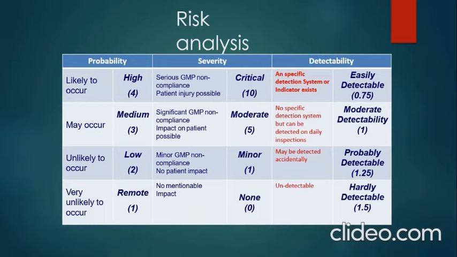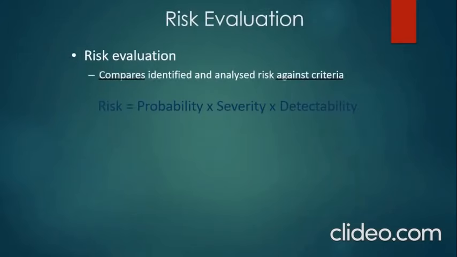Now the next part is risk evaluation. In risk evaluation, compare the identified and analyzed risks against criteria. Consider the probability, severity, and detectability. Output can be qualitative: high, medium, or low. Output can be quantitative: probability, severity, and detectability. Quantitative provides a relative ranking of priority risks. In risk, the number is probability multiplied by severity multiplied by detectability.